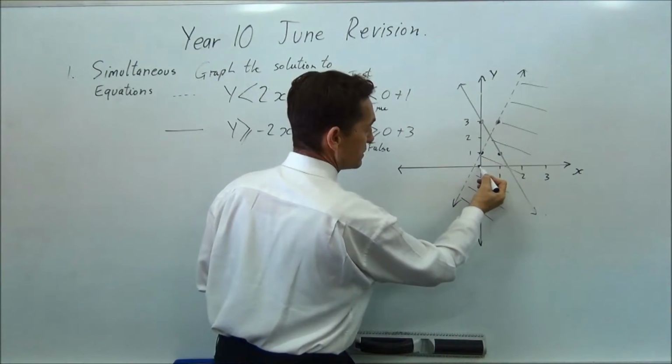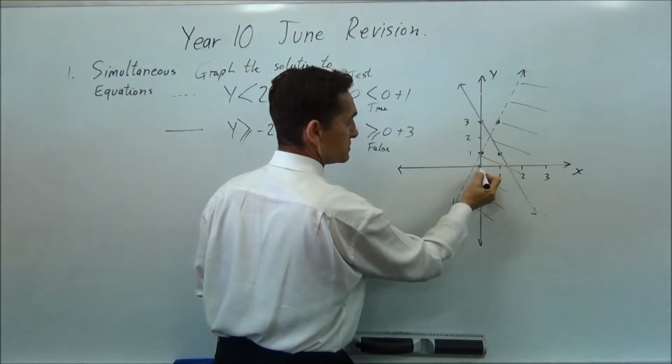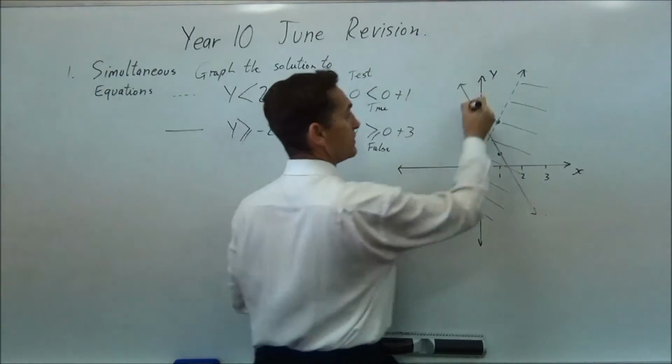So this side here, for this line, is false. So we're going to colour in that side of the line. So we want that.